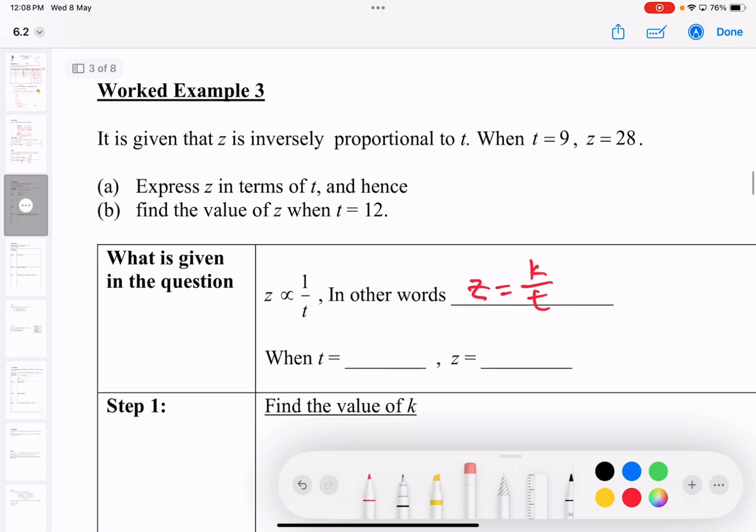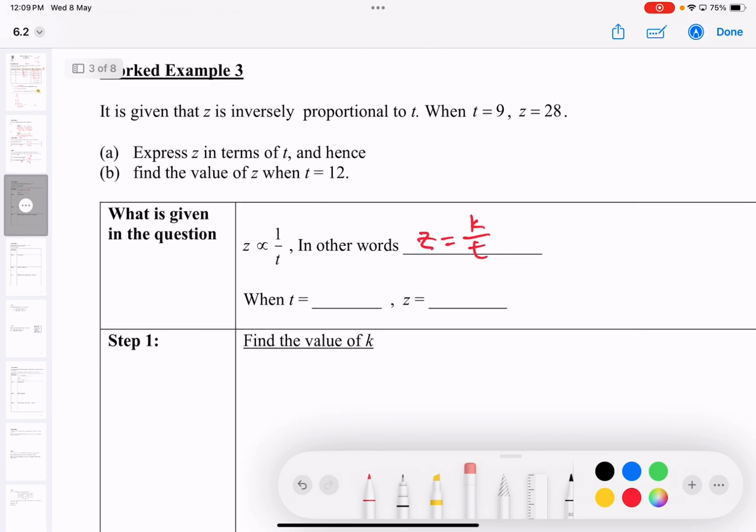Alright? Next, the question will always give you information to calculate the value of K. If you look at this equation right now, there are three things that you don't know: the value of Z, the value of T, and the value of K. In any equation, if you want to solve with three unknowns, you need two of them to be known for you to calculate the third unknown. So we can now calculate the value of K.